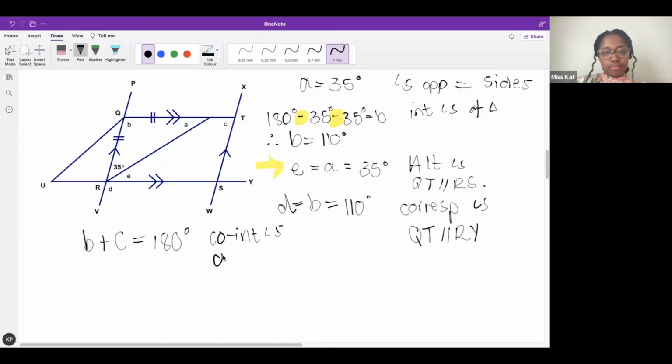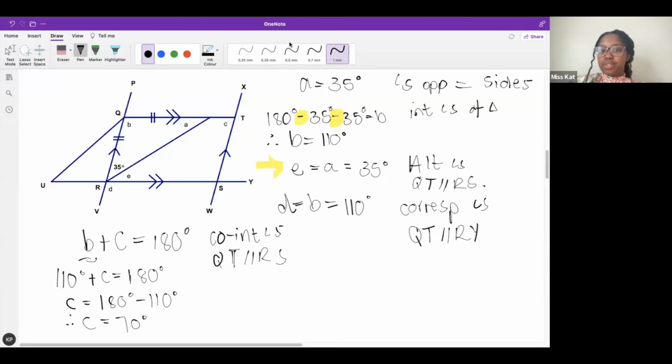Mm-hmm. And then when you say 110 plus C equals 180, okay. Then we're going to move 110 to the other side, and then 180 minus 110, that's going to be 70. Then C equals 70 degrees. Therefore, C is 70. Beautifully done. That was beautifully done. Thank you, Zianda.